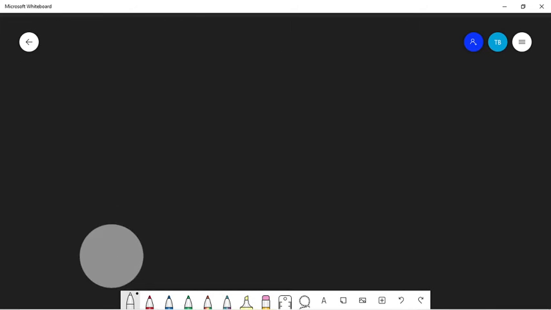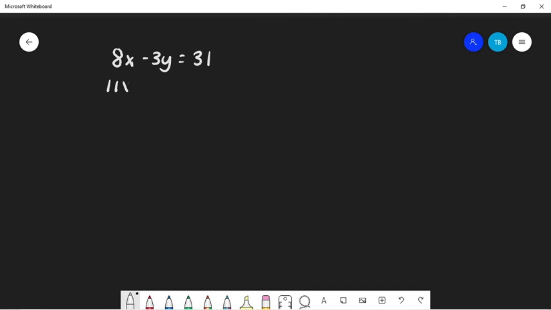Okay, let's do one more example here. We have 8x minus 3y equals 31, and 11x plus 6y equals 46. Now this one looks a little bit trickier than the previous two because neither of the pairs of terms, neither the x's or the y's, are identical terms or opposite terms. So what do we do here?